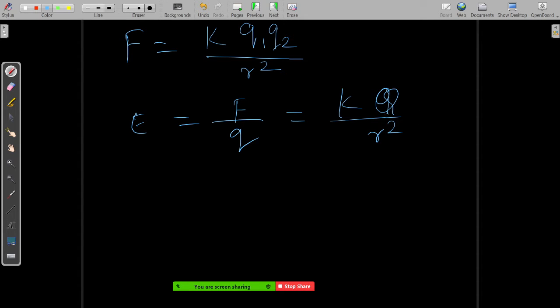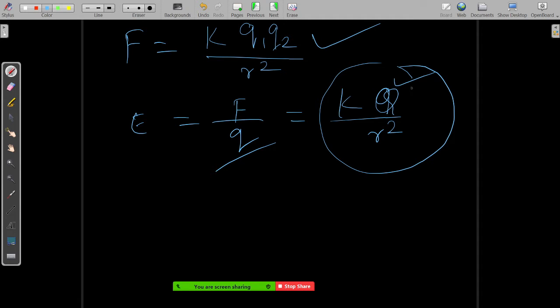4 pi epsilon naught. So force is k q1 q2 by r square. So force per unit charge is what is called your electric field. So that will be basically k q by r square. Only one charge will be appearing, right? So this is how you can remember that.